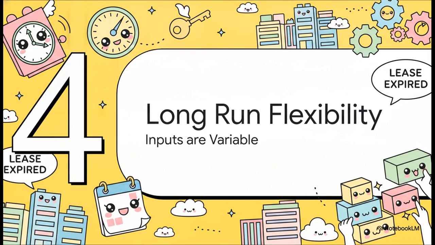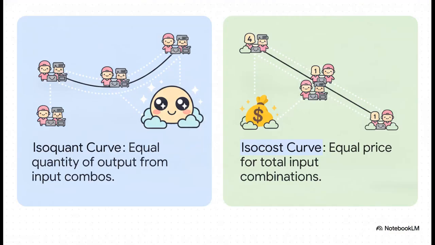But eventually, time passes, leases expire, and we enter section 4, long-run flexibility. Inputs are variable. Welcome to the long run, where all inputs are finally variable. You can go out and buy that second oven, but now you have to carefully balance your output goals against your absolute budget realities. We track this using 2 tools, the Isoquant Curve, which means equal quantity, and the Isocost Curve, which means equal price.